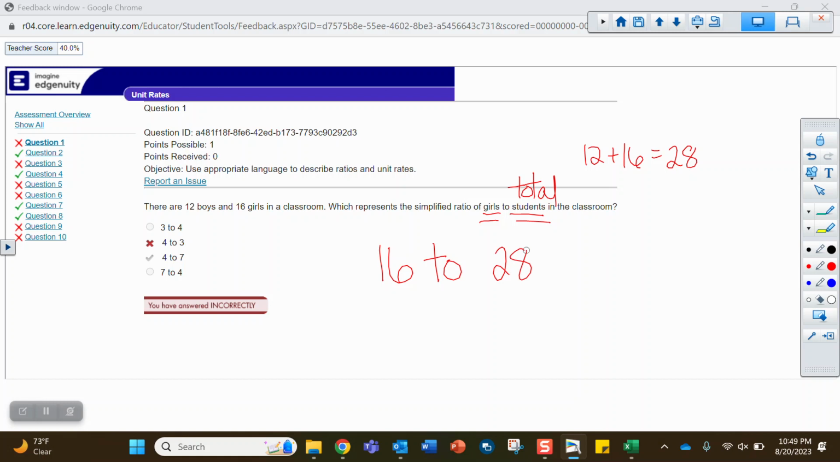It does say simplified. This can be reduced. Both of these numbers are divisible by 4, so then we get 4 to 7, dividing both numbers by 4. It looks like you may have done girls to boys, but again, this one asked for girls to students.